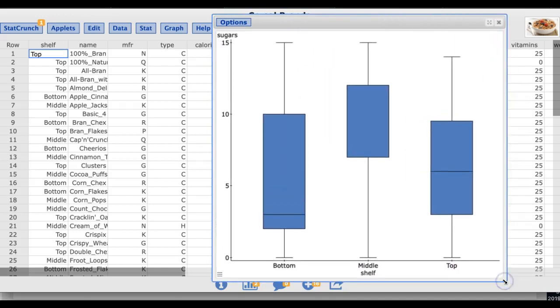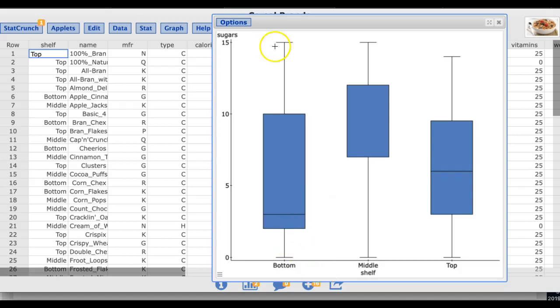So you've examined these here. Obviously, this middle shelf shifts all the way up. If you hover over the box plot, it tells you the lower limit, which was 0, the first quartile, which was 2, the median, which is 3 grams, the third quartile is 10 grams, and the upper limit was 15 grams.